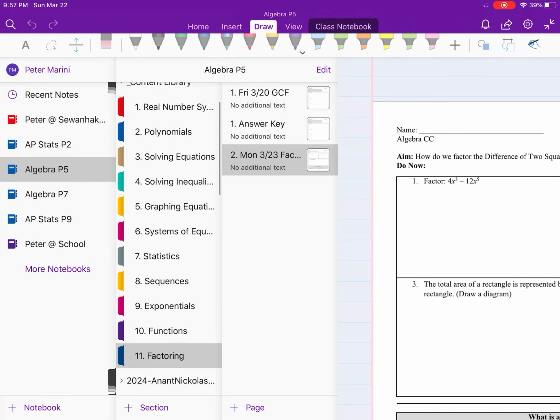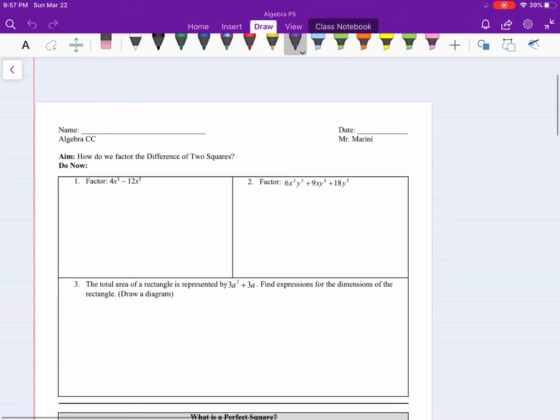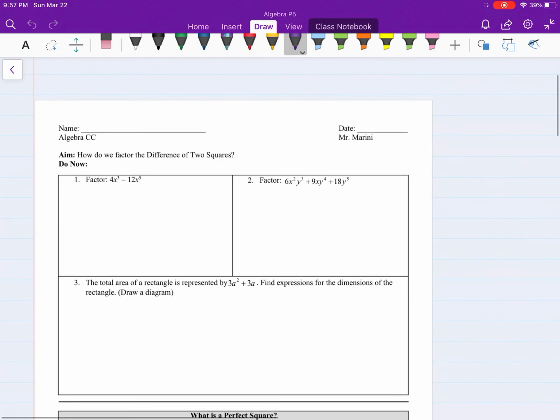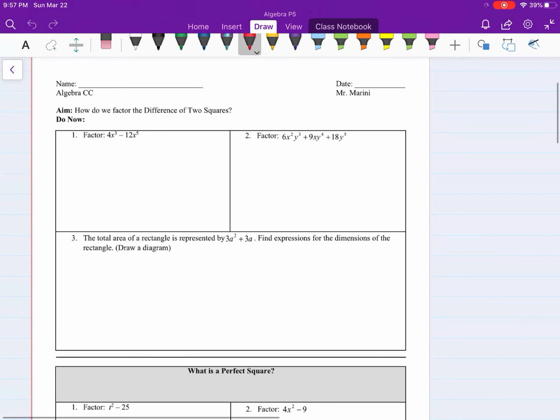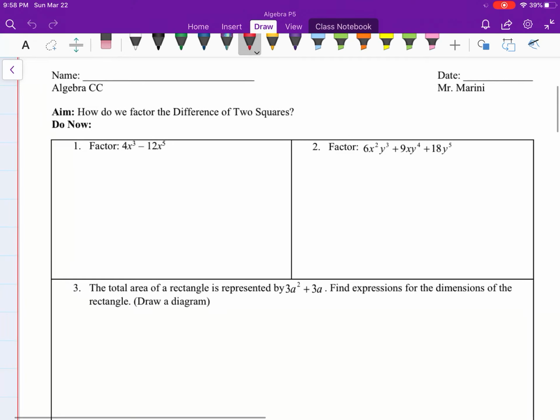Go ahead and grab Monday's lesson. This is called Monday 323, Factoring with Dots, or the difference of two squares, which I'll explain in a second. We have a 3-question do now here that is factoring. And the only way we know how to factor right now is with greatest common factor. So let's go ahead and take a look at the first one.